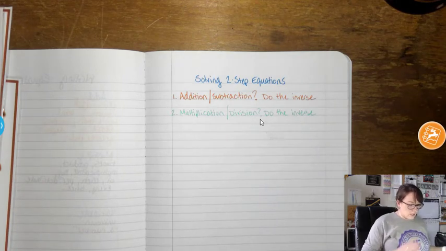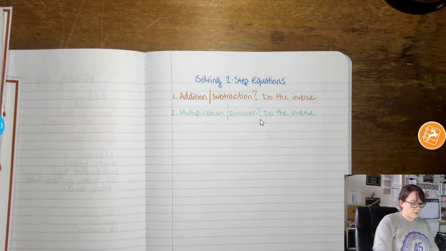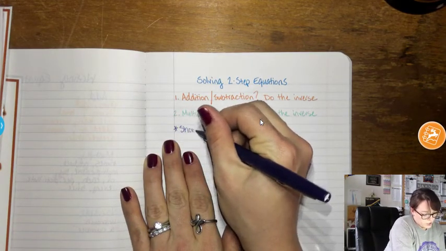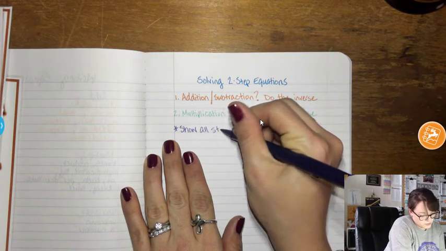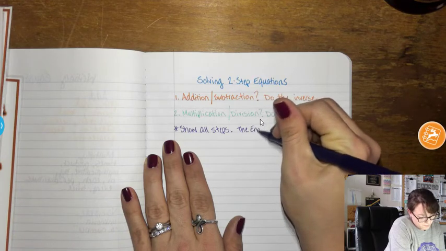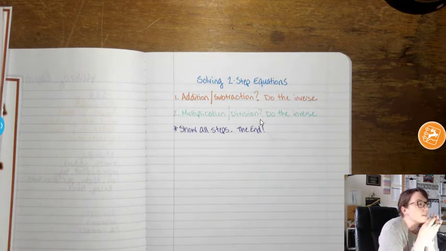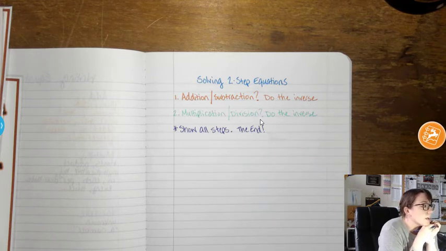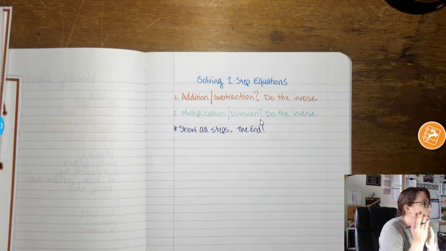So, our goal is to do PEMDAS backwards, and I'm going to be mean about this one. Show all steps, period, the end. Every year, I know that I'm going to give you an equation. You're going to know the answer right off the top of your head. That's awesome. Write the steps. Practice while it's easy so that you have a good habit when they get harder.